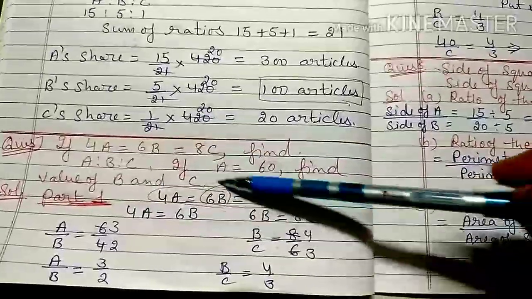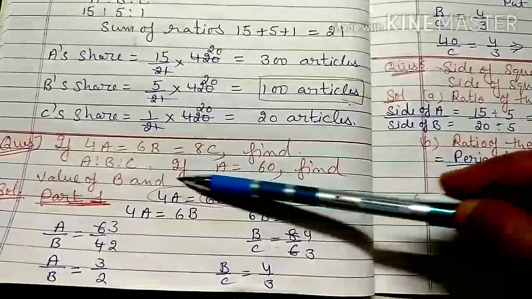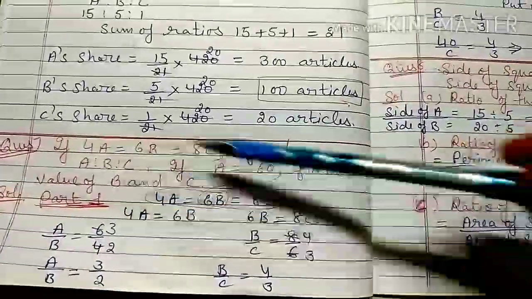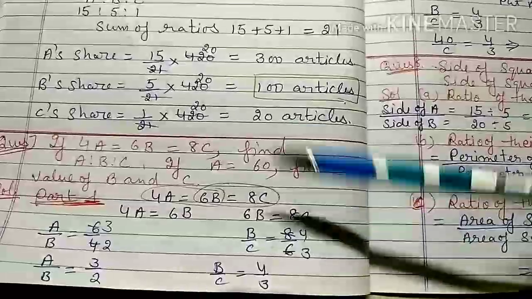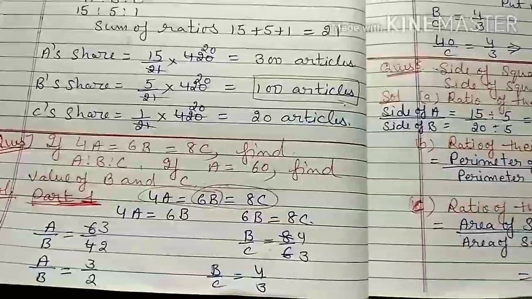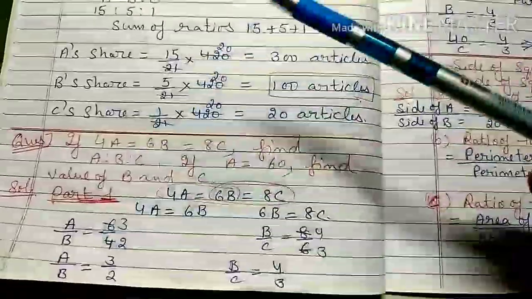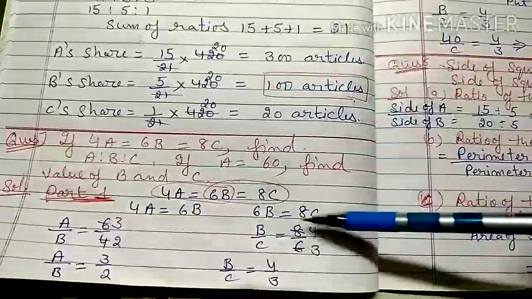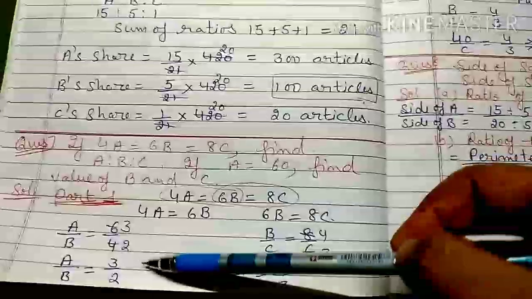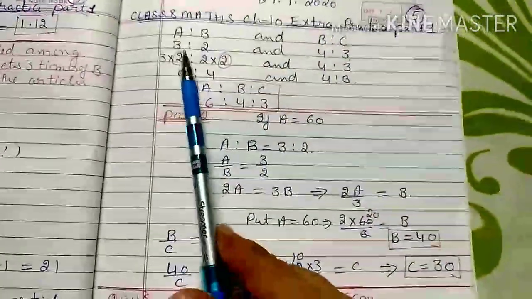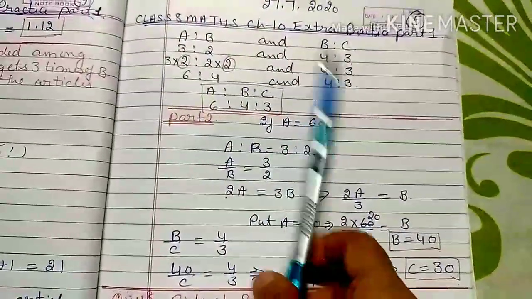First I will convert it into term form, like the first two terms write separately and the last two terms write separately, because the middle term is common between them. Now I cross multiply A upon B, and here also cross multiply B upon C. So I got A upon B as 3 by 2 and B upon C as 4 by 3. Now I convert it back into the ratio form. So here if I write in the ratio form, 3 ratio 2 and this is 4 ratio 3.